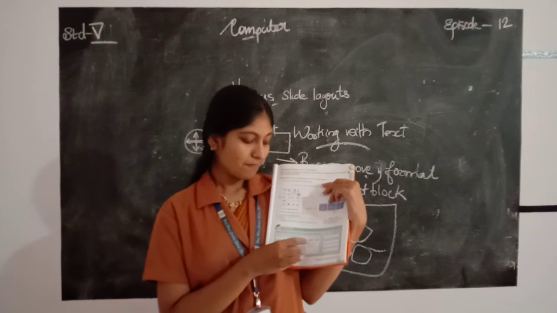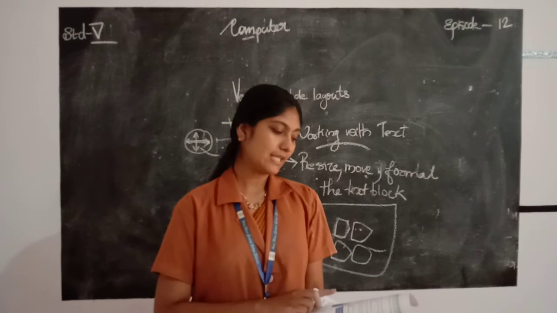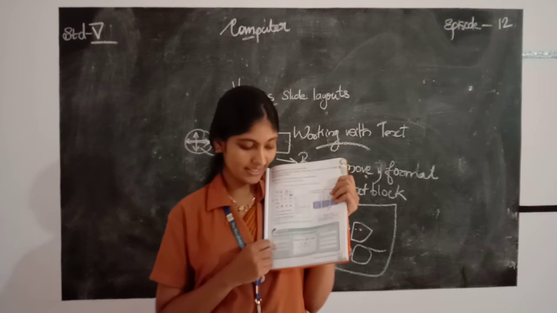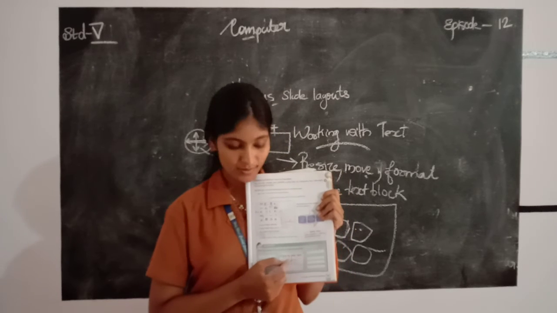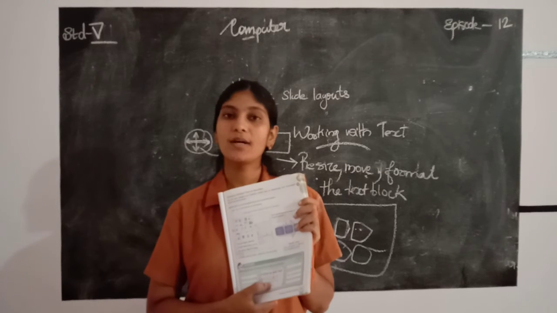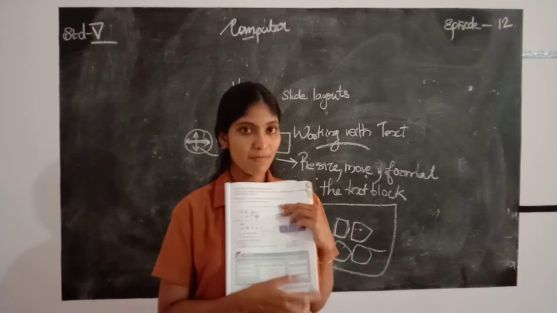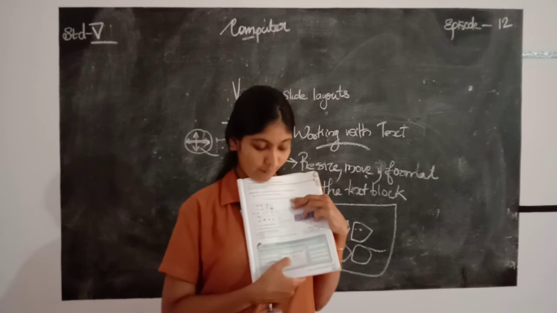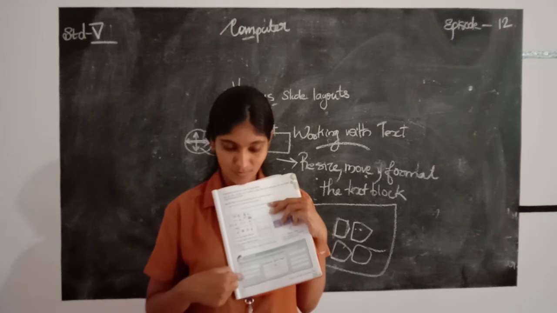Then next, the first icon represents what? Tables. So just write here tables. Then the second one is chart, so write here chart. Then the third one is what? Smart art. So write there smart art. Then the fourth one represents pictures. So write pictures in this box.